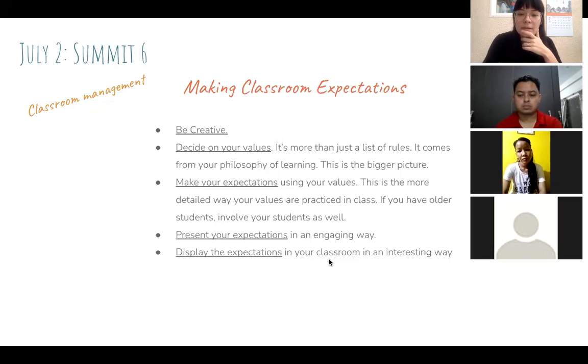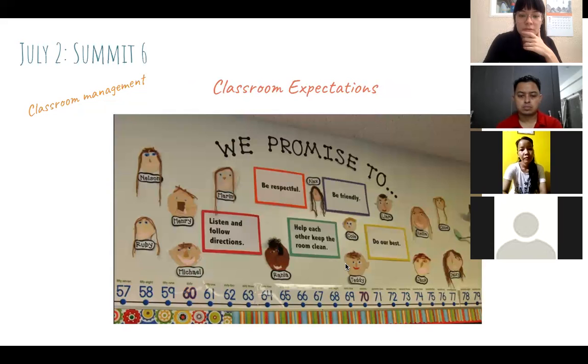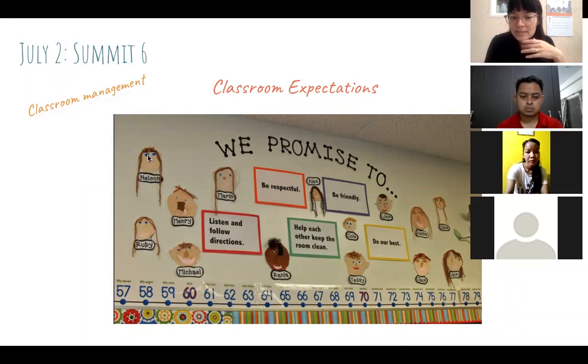So we saw some examples like this. This would be for younger, maybe like class 1, class 2. So we promise to be respectful, be friendly, listen and follow directions. So this is what an expectation would be. And I think the students made their portraits, but the teacher made this and then put it up.